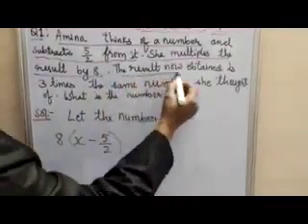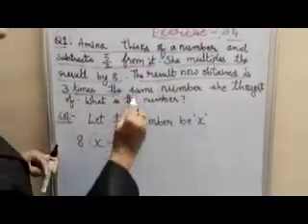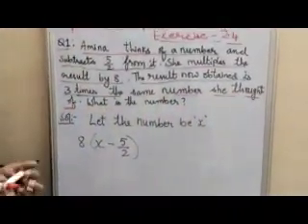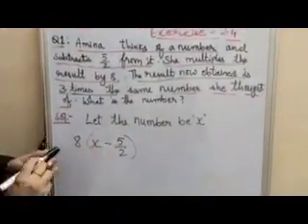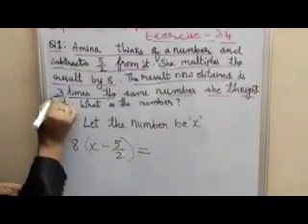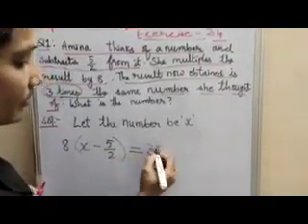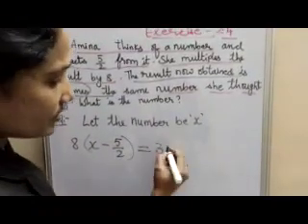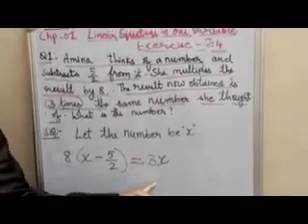Finally, the result now obtained is 3 times the same number she thought of. Initially, she thought the number x. So, the final result is equal to 3 times, that is 3 into the same number she has thought, 3x. Here is the required equation we have got.